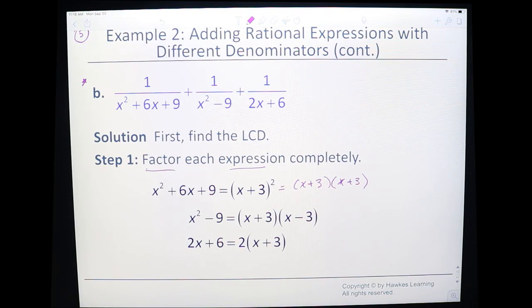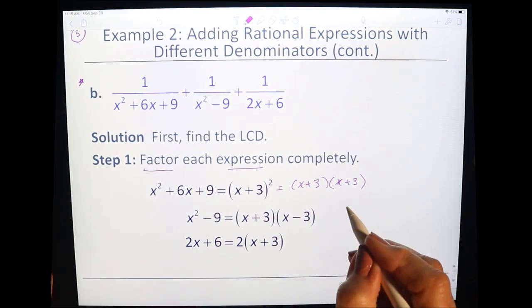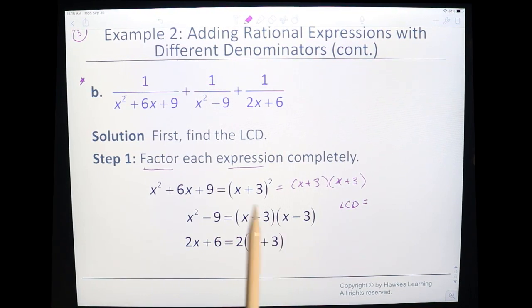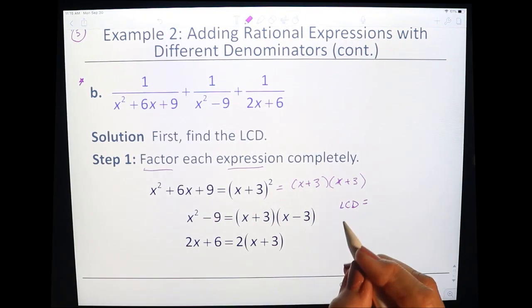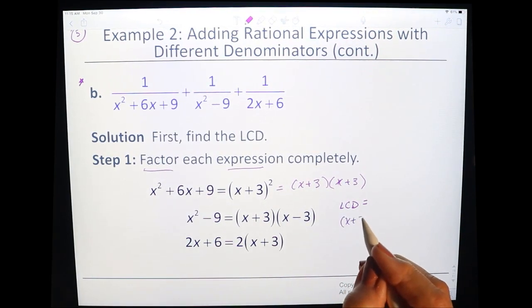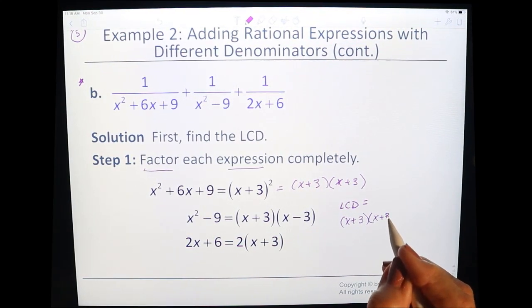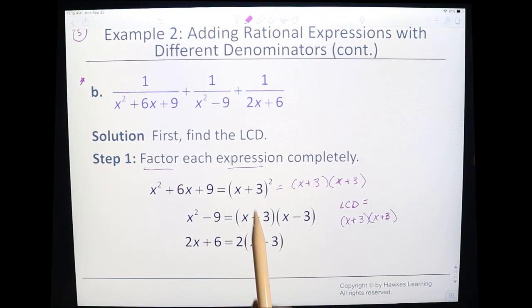So how do you find the LCD? I've got this beneath, but I want to talk through this. For the LCD, remember, you're going to list each factor that occurs, and you're going to list it the greatest number of times in any one denominator. So I need an x plus 3. I can see that it occurs twice here and once here. So you're going to list it the greatest number of times it occurs. So that's twice. That takes care of the x plus 3.